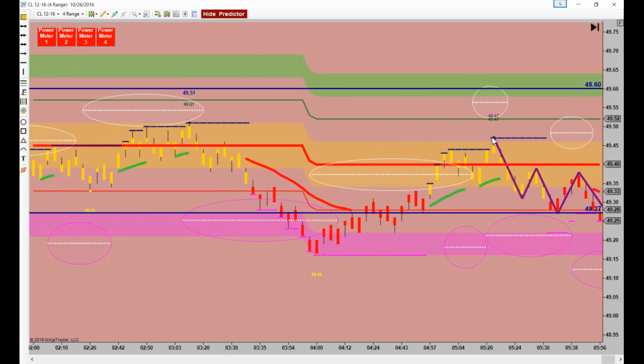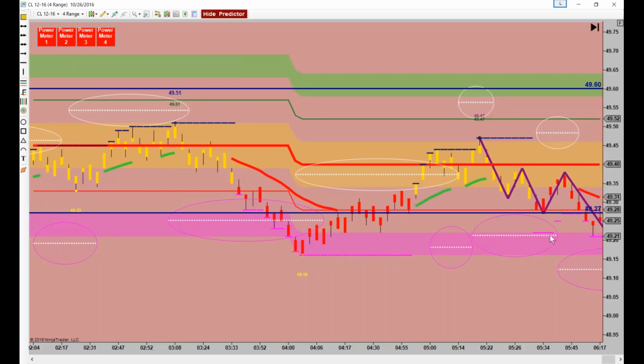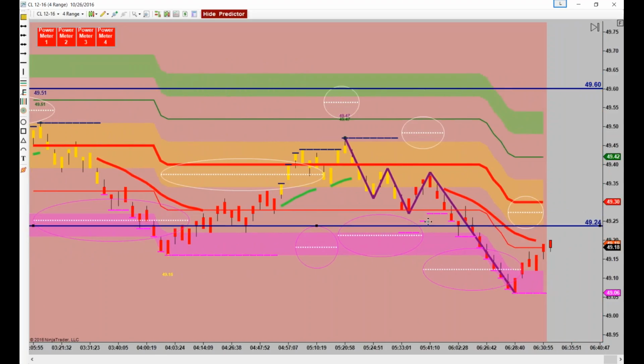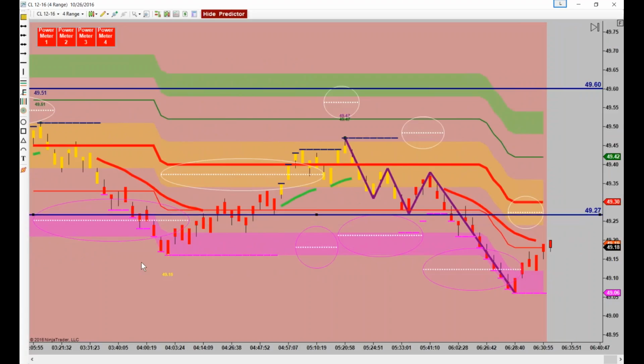Okay, now look at this. High, low, lower high, lower low, lower high. See there? Lower high than the previous swing. Lower low because it took out this swing, right? So ask yourself a question. Where's the trade?